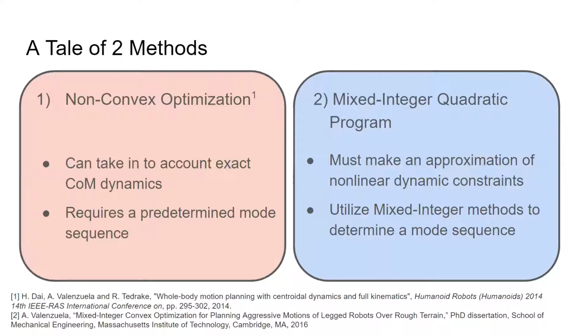Our second method uses mixed integer quadratic optimization. Here, we must use an approximation of the nonlinear elements of the robot's dynamics. However, the computational guarantees of a quadratic program allow us to add mixed integer variables into the optimization, thus allowing us to optimize over the gait sequence directly.